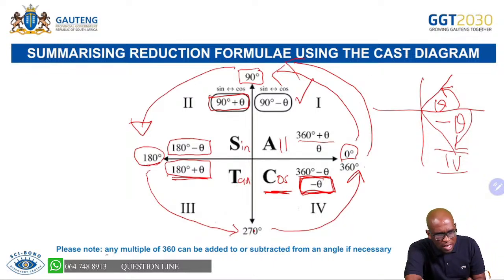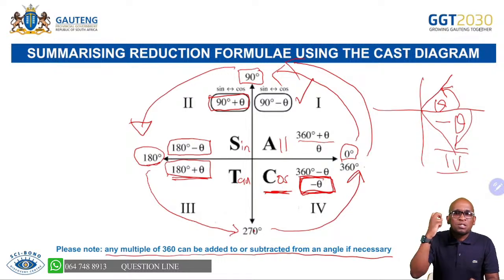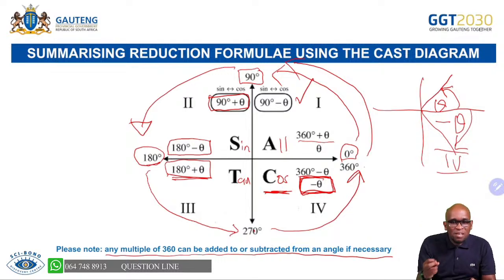Now, we need to note here that any multiple of 360 can be added or subtracted from an angle if necessary. I'll be doing that a lot. Addition of 360 and subtraction of 360 can be done to help us with working with negative angles, and also to help us with working with multiple rotation, where you've rotated more than 360 degrees.